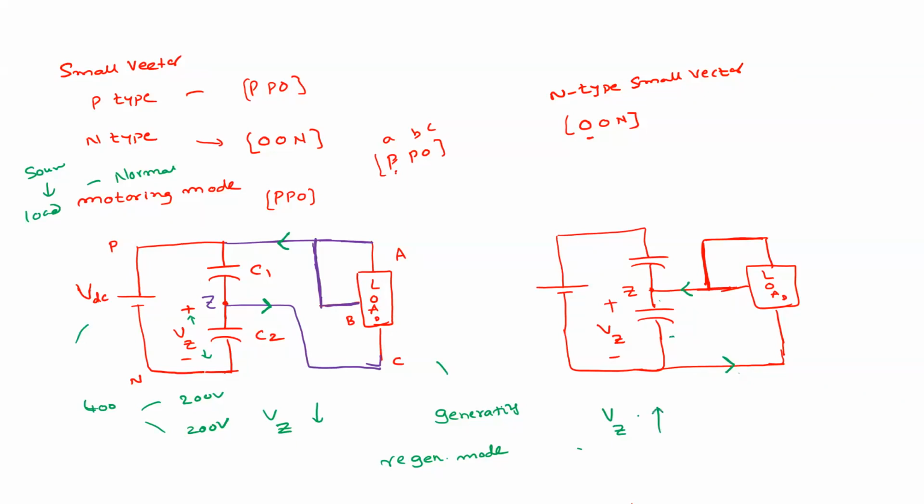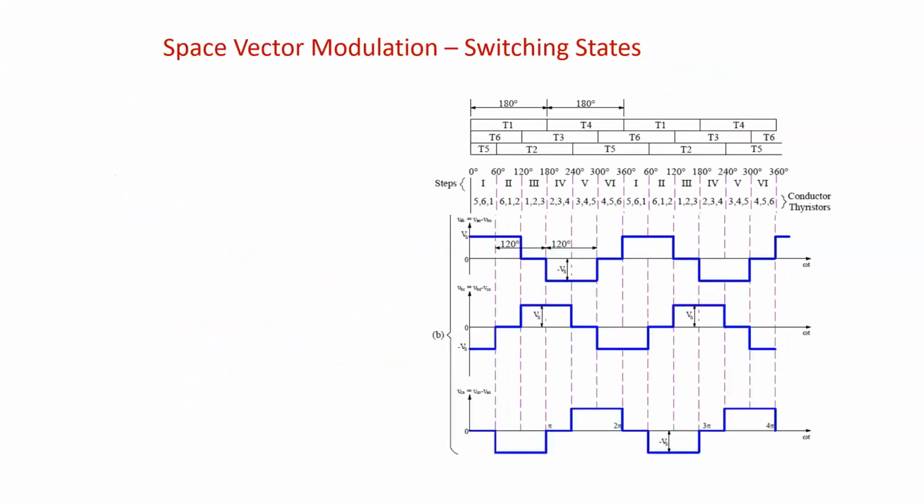Okay. So what we summarized is that during the normal operation, the p-type small vector increases the neutral point voltage and the n-type small vector decreases the neutral point voltage. And it is vice versa for the generating mode of operation. So that is the conclusion about the p-type and n-type small vectors, right?